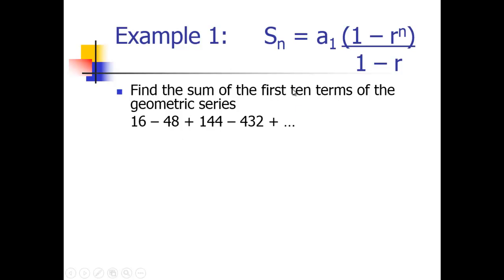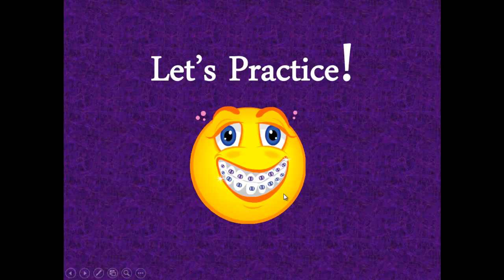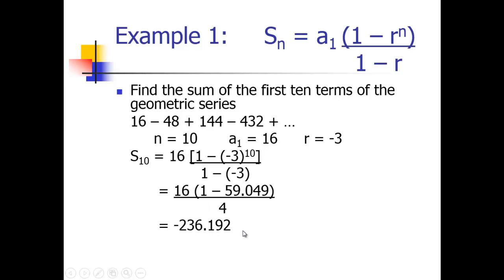For this sequence, we know that the first term a_1 is 16. How about the ratio? Negative 48 divided by 16, so the ratio is negative 3. Just substitute n, a_1 and r into the formula. So the answer is negative 1,192.